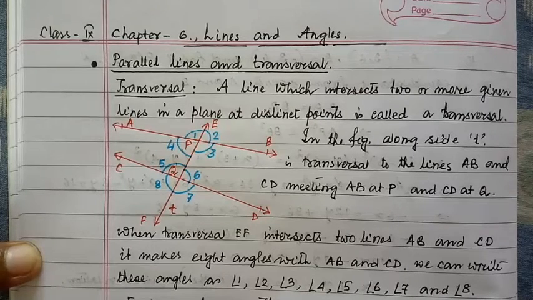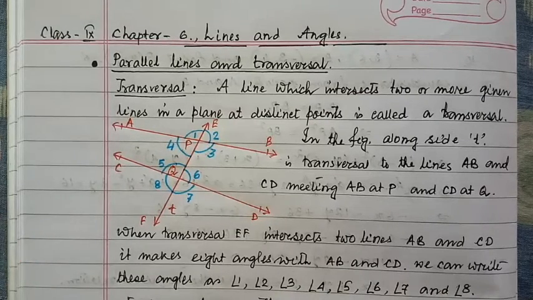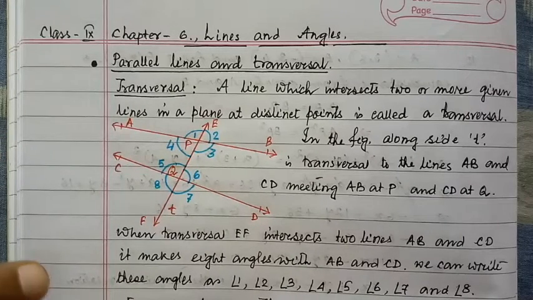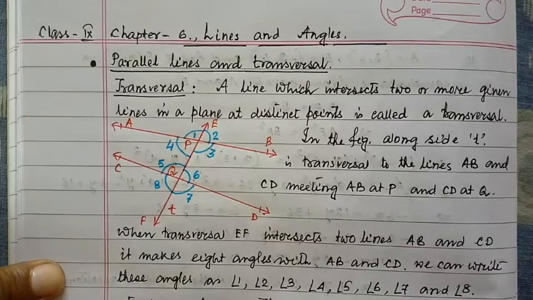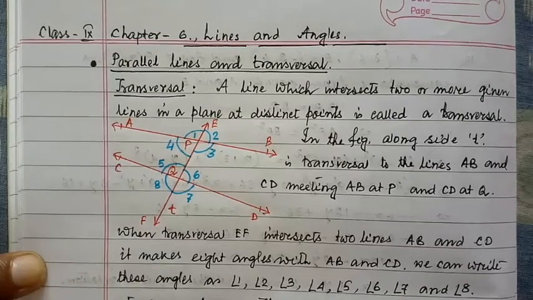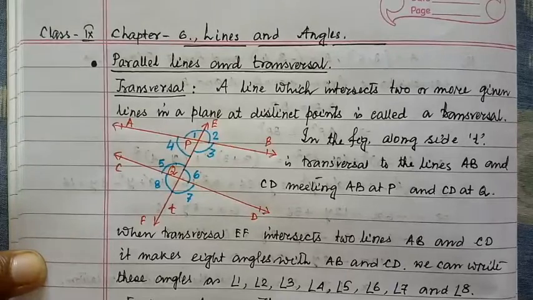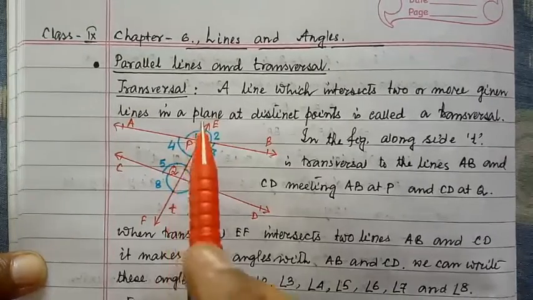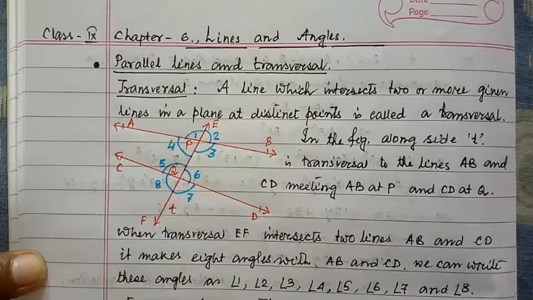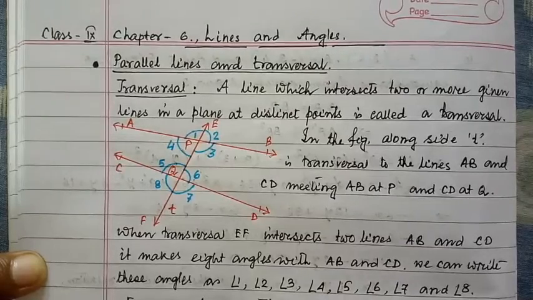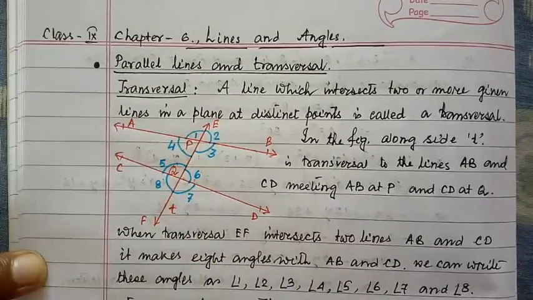Now we will learn what these 8 angles are, what the special names for these 8 angles are, and what the conditions are that AB and CD will be parallel to each other when the transversal EF cuts them at two distinct points P and Q.